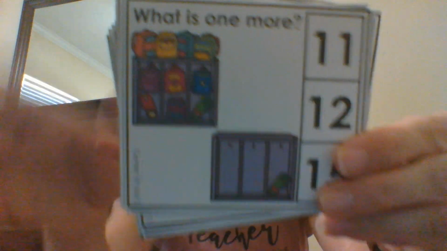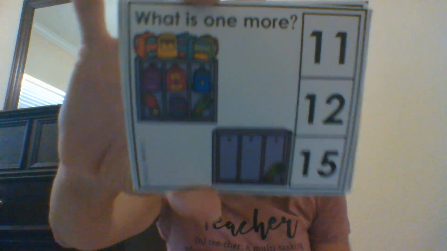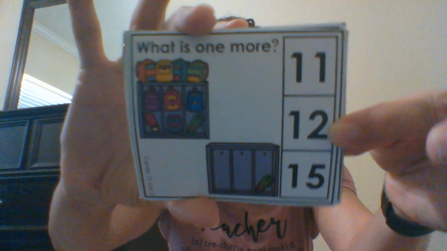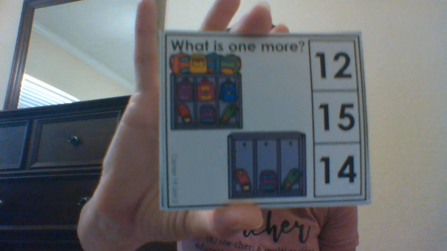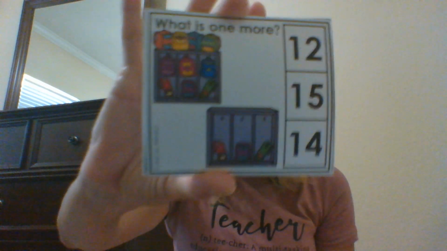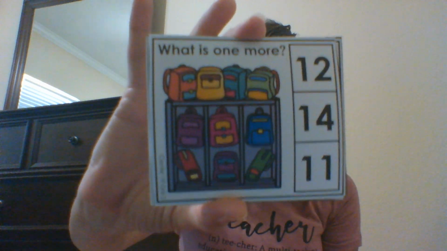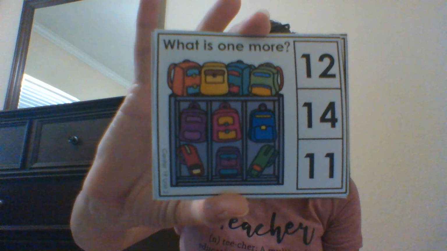How about this one? Oh, sorry. I gotta let you see all the numbers. Sorry, silly Mrs. Gibbs. Yes, one more than 11 is 12. Nice chopping. What about this one? Good. One more than 13 is 14. How about this one? Oh, yeah, just a group of 10. One more than 10 is 11. Good job, boys and girls.